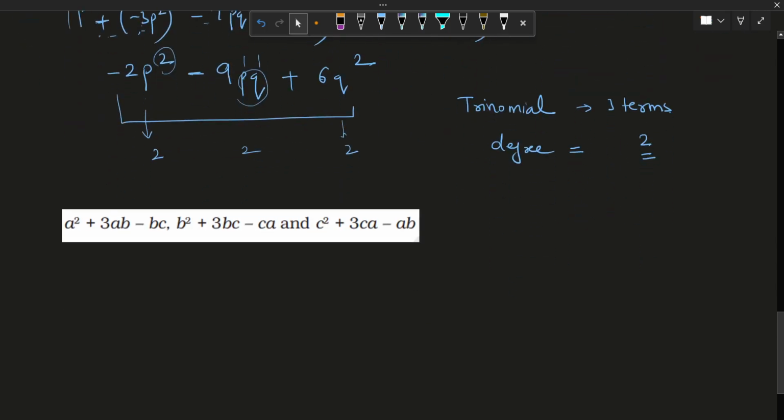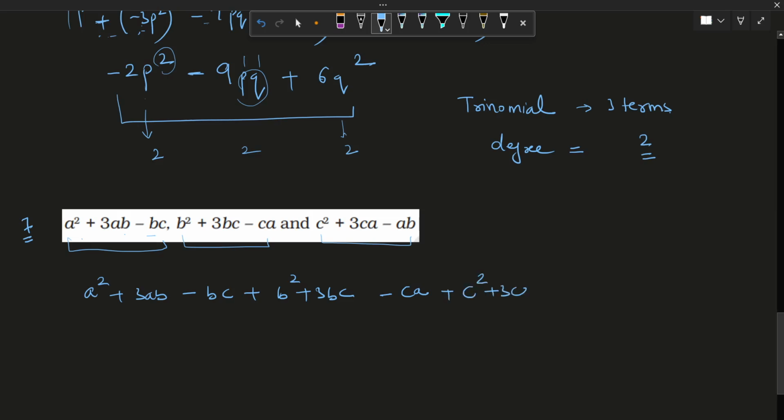Question number 7. This is a square plus 3ab minus bc. It's a trinomial here. Again a trinomial, and this is also a trinomial. If you want, you can directly take the like terms and add, or you can write it like that: minus bc plus b square plus 3bc minus ca. Make it a habit of writing that, because in a subtraction problem you have to write it like this, and then there is a problem when you open the bracket. Here I'm not putting brackets because it's all an addition problem, so there is no change in sign and no confusion of brackets. You can directly do it.